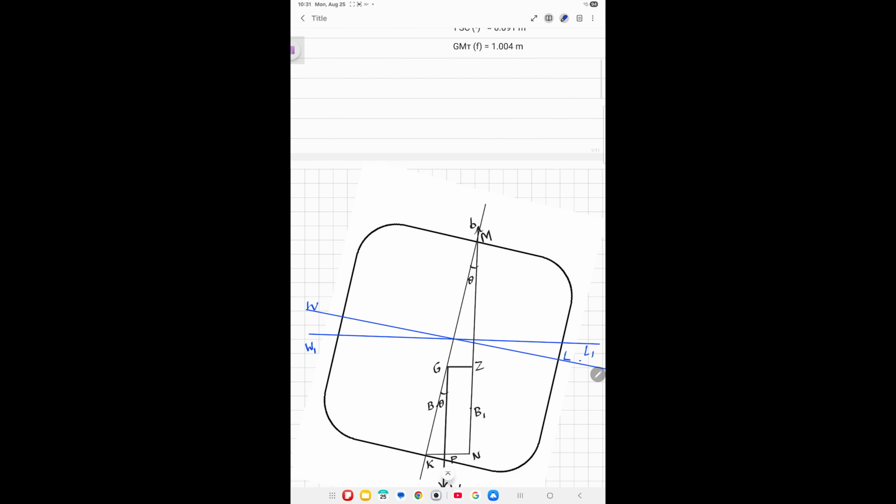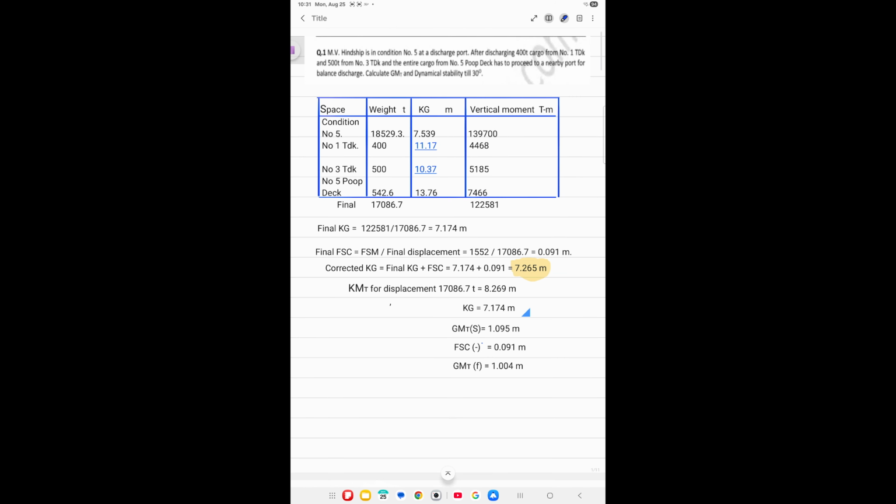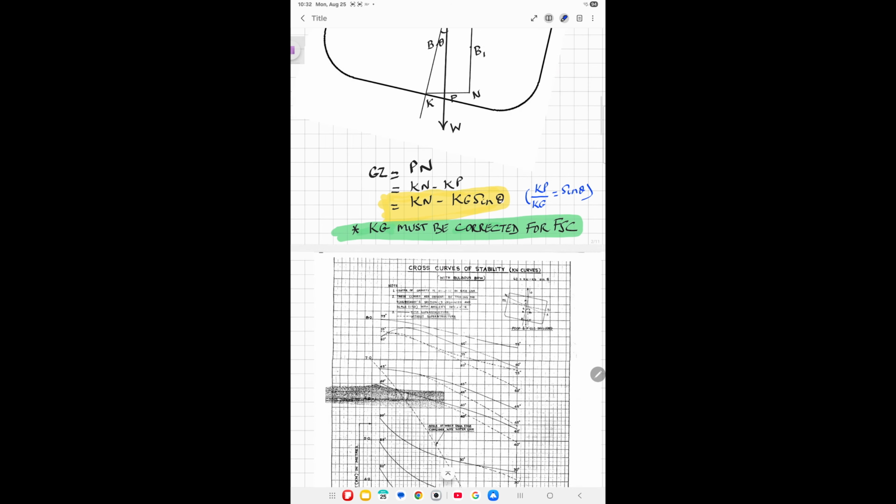Okay, now let's see the solution. Now I need to find my new KG. As you can see, I need the formula KN minus KG sine theta for GZ values. For KN values, I need the final displacement to extract from the tables, and for KN minus KG sine theta, I need KG also, I need FSE also. So initial condition number 5. We go in the book and go to condition number 5.